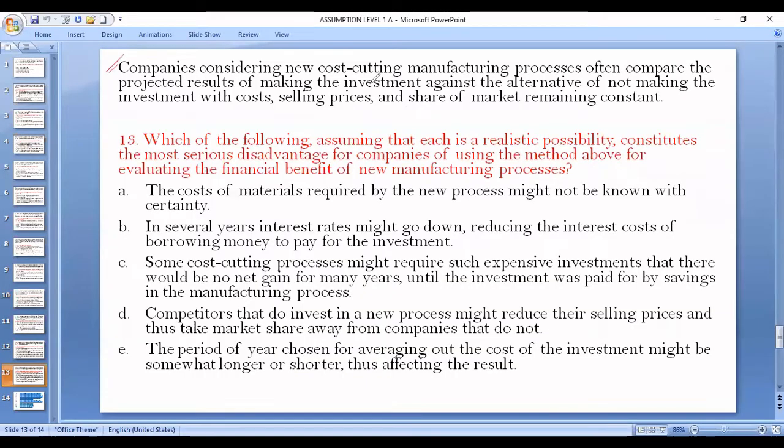Companies considering new cost-cutting manufacturing processes often compare the projected results of making the investment against the alternative of not making the investment, with cost, selling prices, and share of the market remaining constant. Which of the following, assuming that each is a realistic possibility, constitutes the most serious disadvantage for companies of using the method above for evaluating the financial benefit of a new manufacturing process?